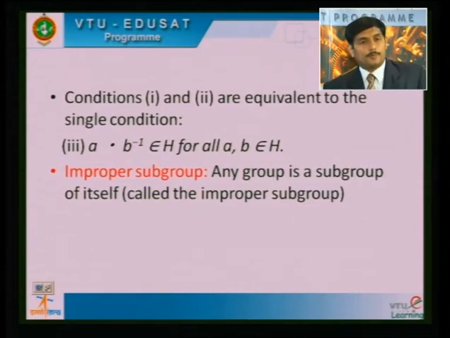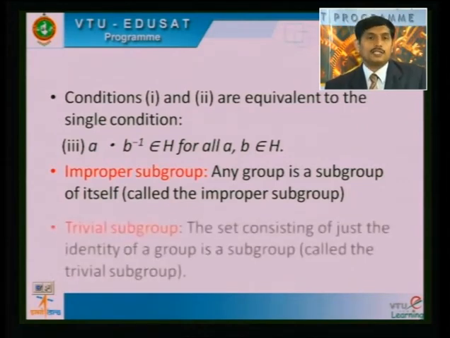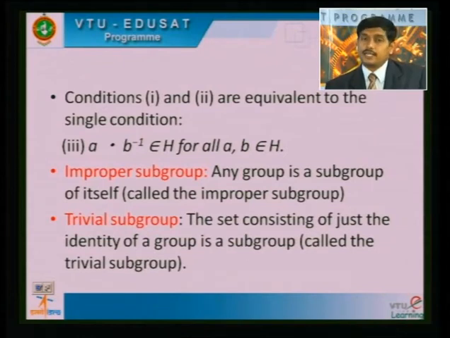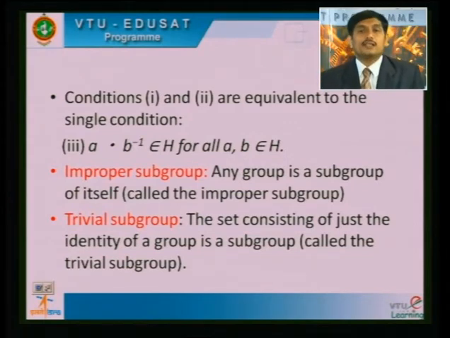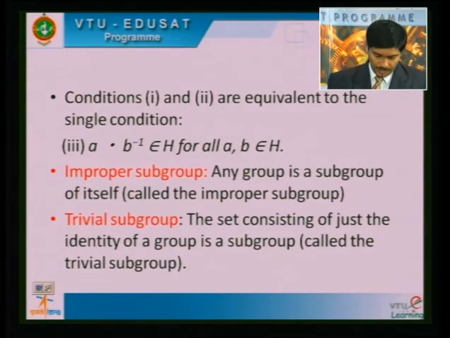There are two types of subgroup. One of them is the improper subgroup, another one is the proper subgroup. Improper subgroup means any group is a subgroup of itself, then we say that it is an improper subgroup. The trivial subgroup: the set consisting of just the identity element of a group is also a subgroup, that is, only the identity element e is present, and that is known as the trivial subgroup. Proper subgroup means it has fewer elements than the set containing it.